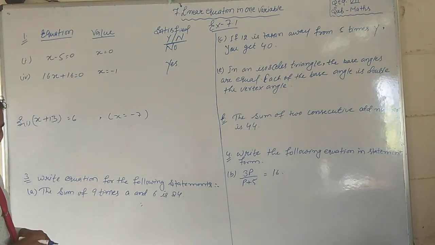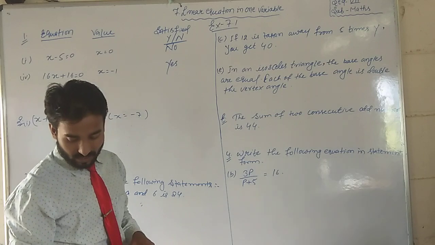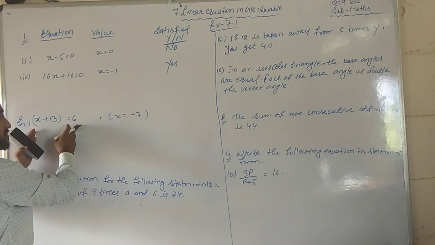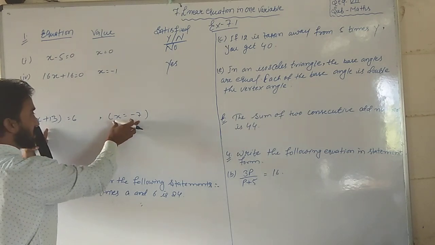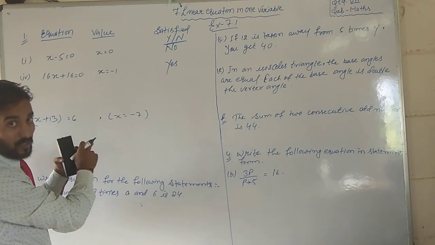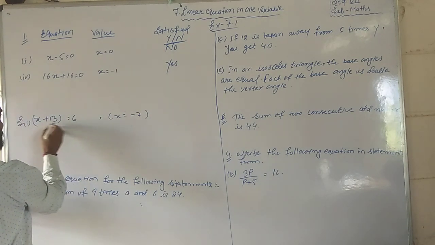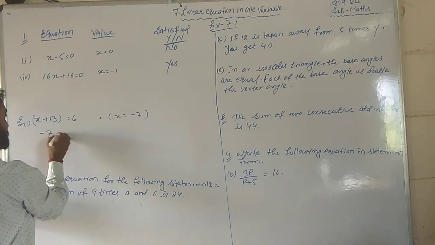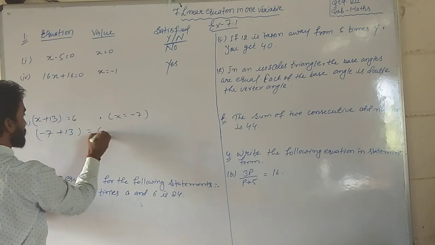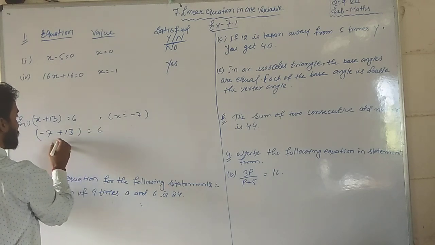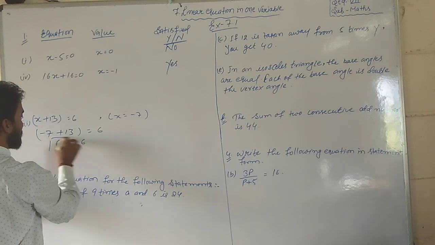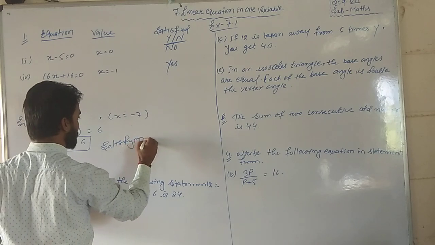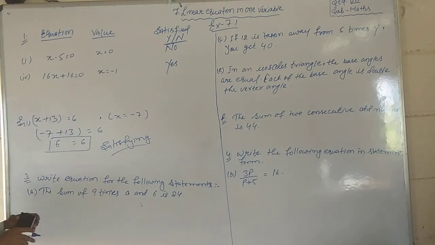Simply, students, question number 2 says check whether the value given in the brackets is the solution of the corresponding equation or not. It means an equation is given, and we have to check whether the value satisfies this equation or not. So x plus 13, where the value of x is equal to minus 7. At the place of x we will put minus 7. Minus 7 plus 13 is equal to 6. I think it is satisfying. This equation is satisfying. Okay students?